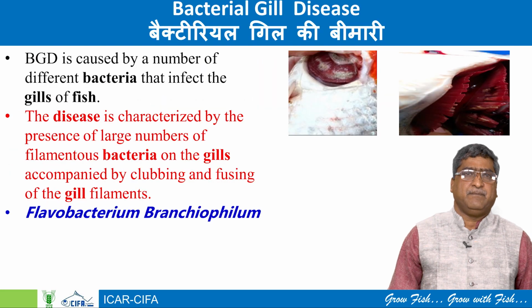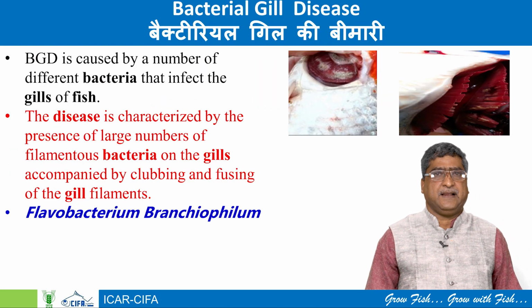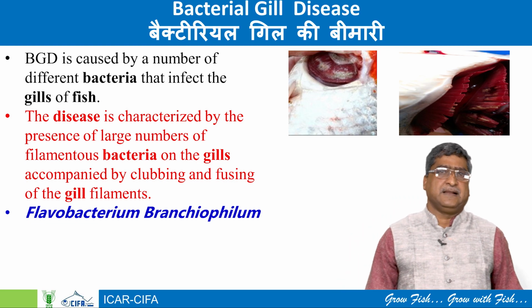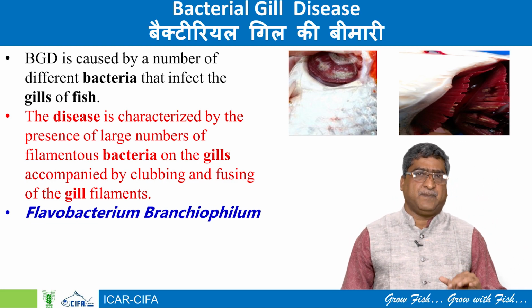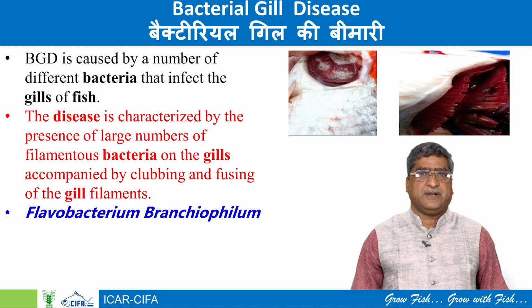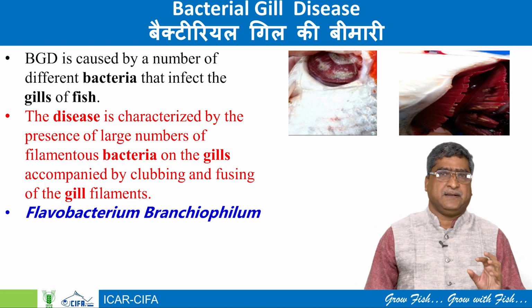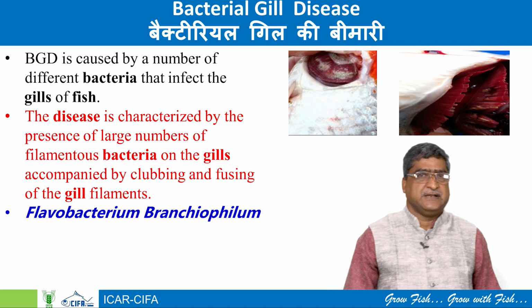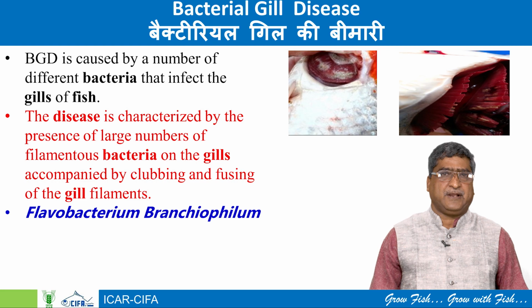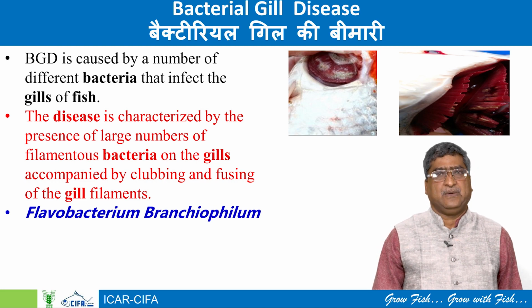Another important disease is called bacterial gill disease. Bacterial gill disease is caused by a number of bacterial pathogens. They affect the gills, and in the disease we will find the presence of a large number of filamentous bacteria. They grow on the fish, accompanied by clubbing and fusion of the gills. So along with a number of bacteria, Flavobacterium branchiophilum is very, very important, which is involved in this particular disease.